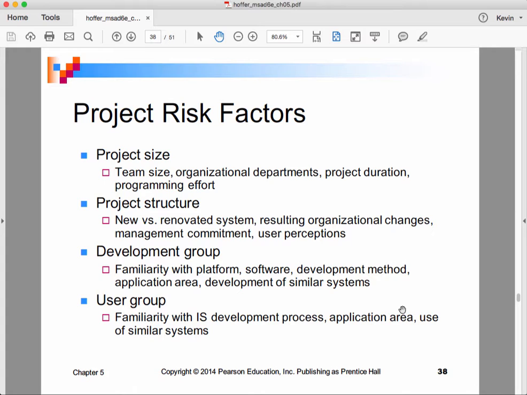So what are project risk factors that you might want to consider on the technical side? Well, the project size, how big is the project overall, the structure of the project, the capabilities of a group of people who might be developing this software for your organization, and the capabilities of the user group.